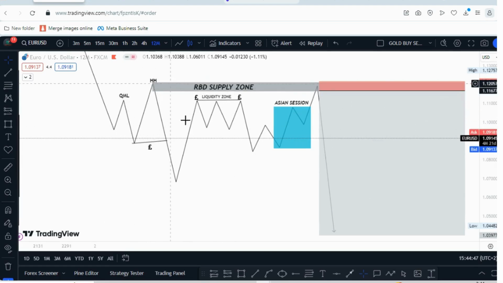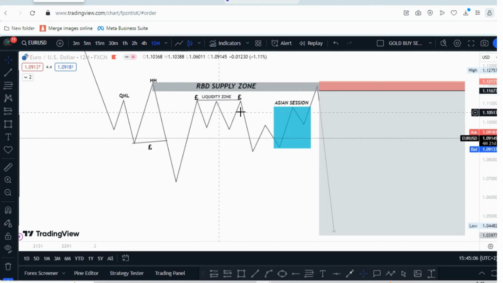So we have a rally based drop supply zone. So your job is now to go from the higher time frame to the lower time frame, and find the order block on the lower time frame right here. And once you've done that, then you go ahead and mark this and take it to the right side. All right, and then look at what we have right here.